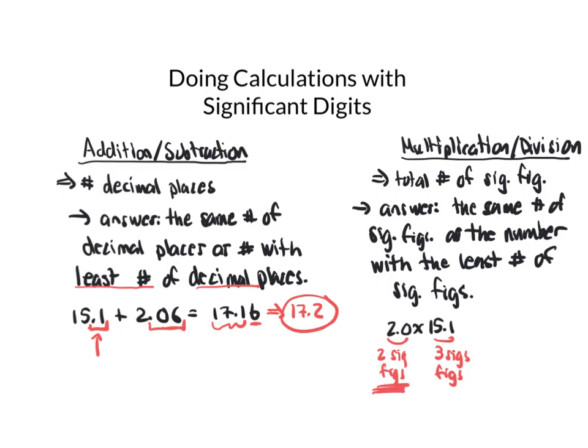So the first thing I do is I just do the multiplication. And so this gives me 30.2. But now my answer needs to only have 2 significant figures. And so I need to truncate that by rounding to only 2 sig figs. And so to round to 2 sig figs, I end up with 30. And that would be my answer in 2 significant figures.